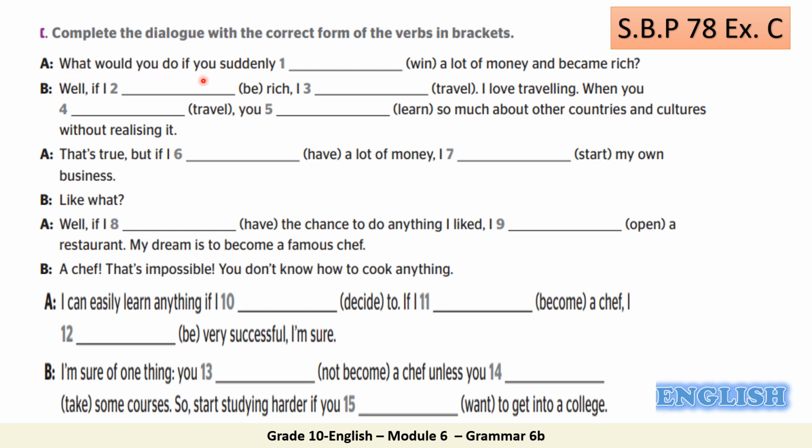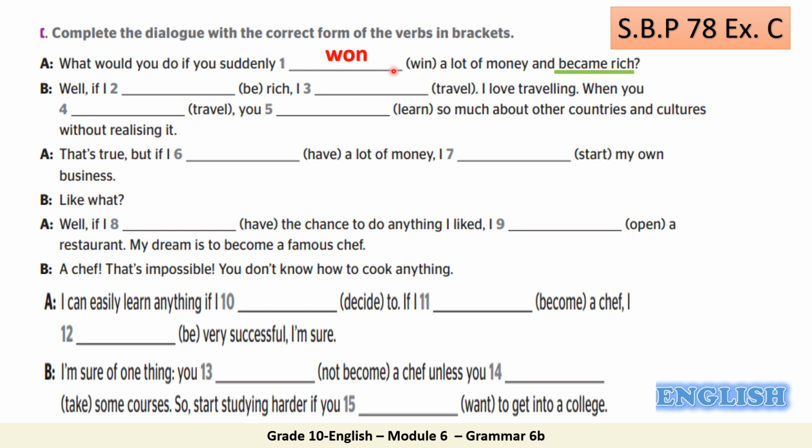A. What would you do if you suddenly win a lot of money and became rich? Note something here, that this is an unreal situation. It's an imaginary situation. So, which type shall we use here? That's correct. It's type 2. And I have here, what would you do if? You remember, which tense do we use with the if clause in type 2? That's right. It is the past. So the past of win is won.